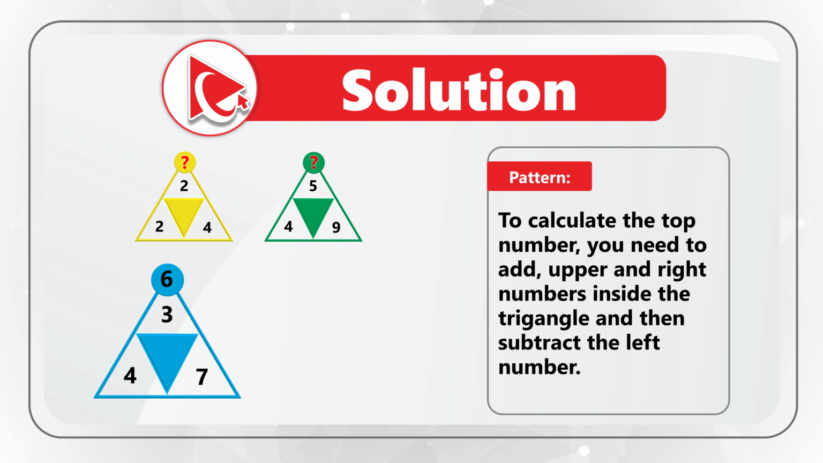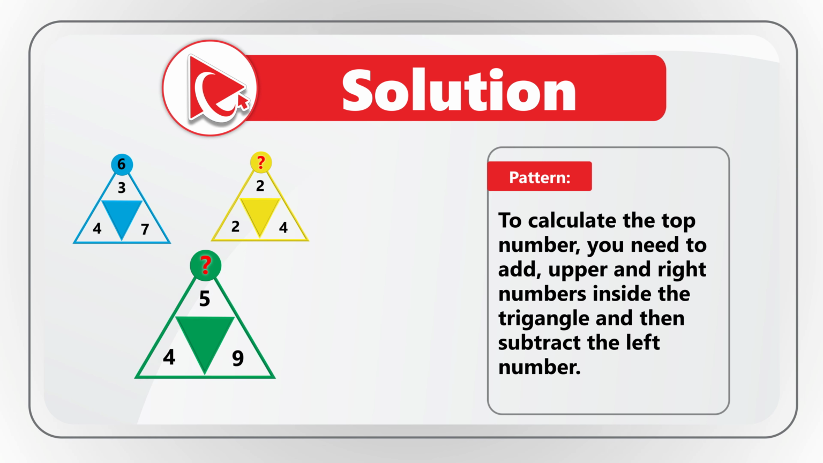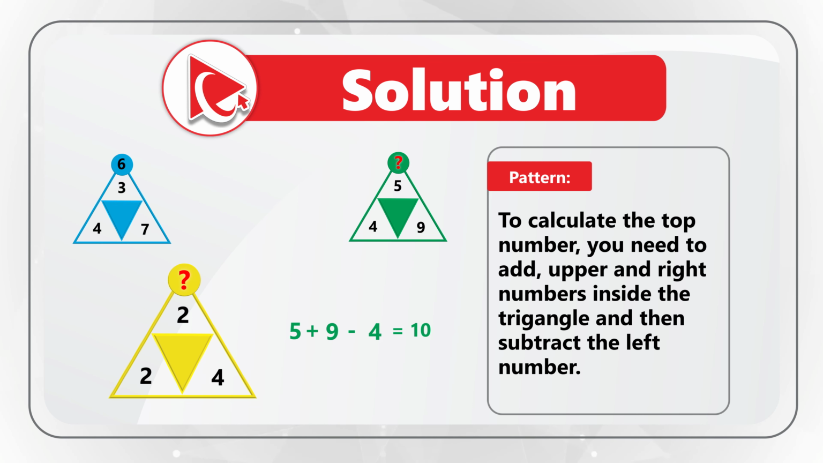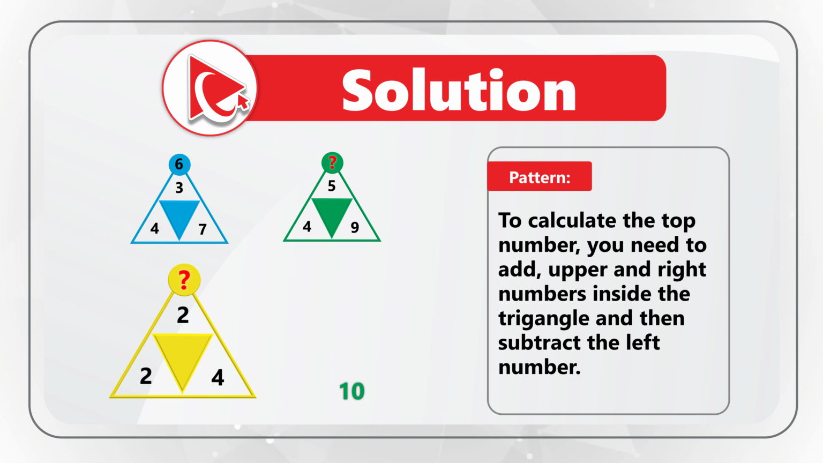For example, for the blue triangle, which has all the numbers, the calculations will be 3 plus 7 minus 4 equals 6. For the green triangle, the calculations will be 5 plus 9 minus 4 equals 10. And for the yellow triangle, the calculations will be 2 plus 4 minus 2 equals 4. So the correct choice here is answer A, 10 and 4.